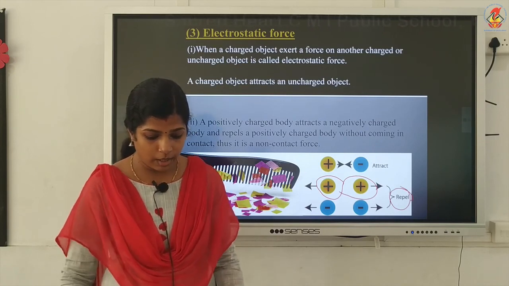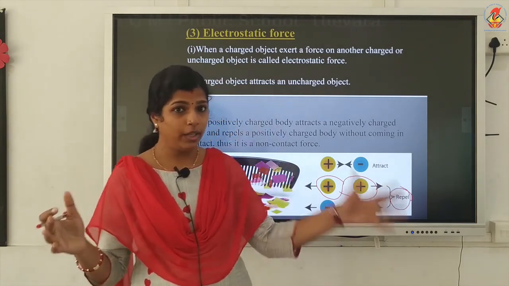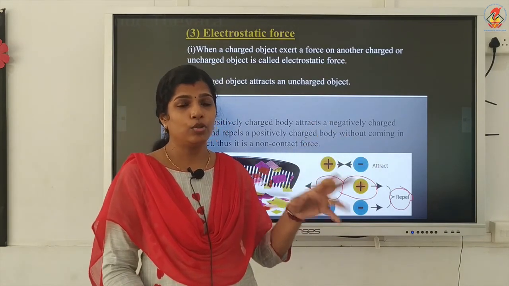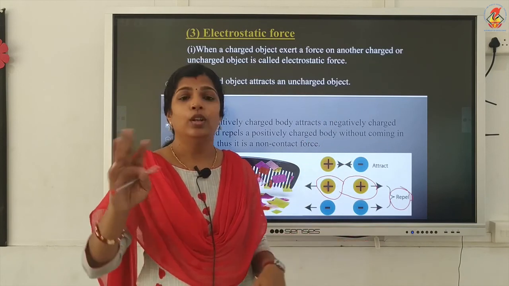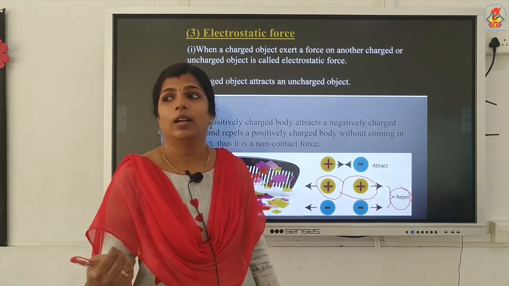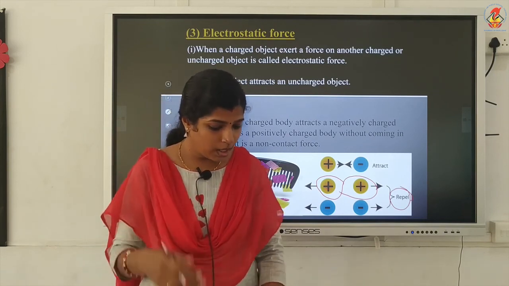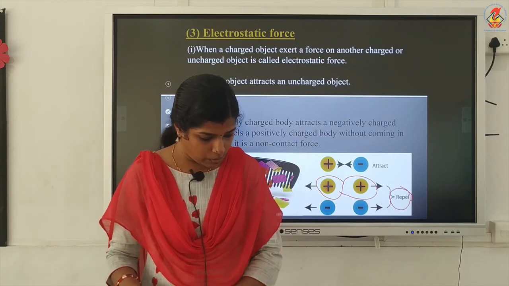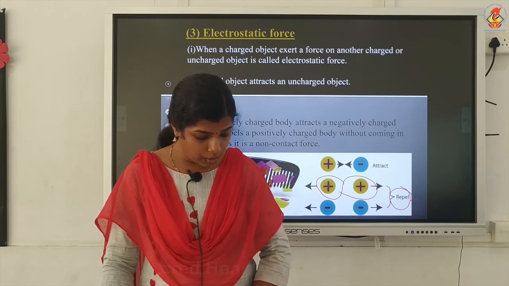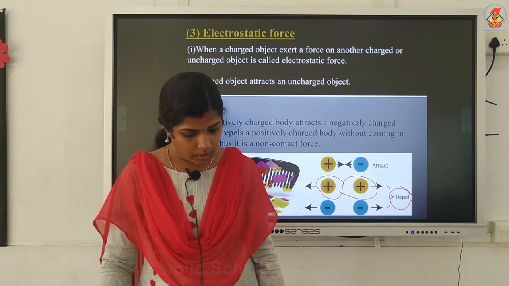So, mainly we can divide force into two: contact force and non-contact force. Contact force is divided into two, muscular force and frictional force. Non-contact force is divided into three: gravitational force, magnetic force and electrostatic force. That is given in your textbook, pages 133, 134, 135 and 136.